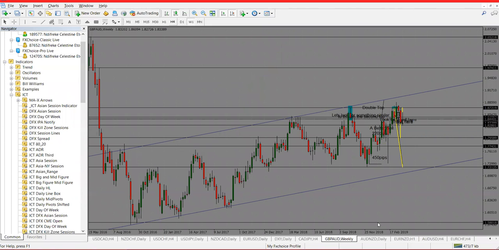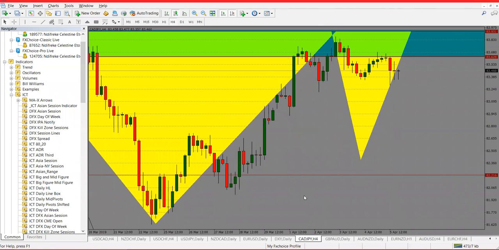Okay, so straight up CAD yen. Next one, we're looking for a head and shoulder at this level. As you guys can see, that head and shoulder. And I've traded this kind of head and shoulder before. I think I saw it in Swiss franc yen.